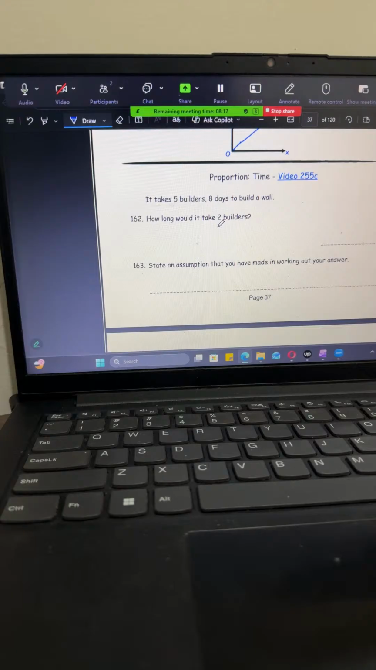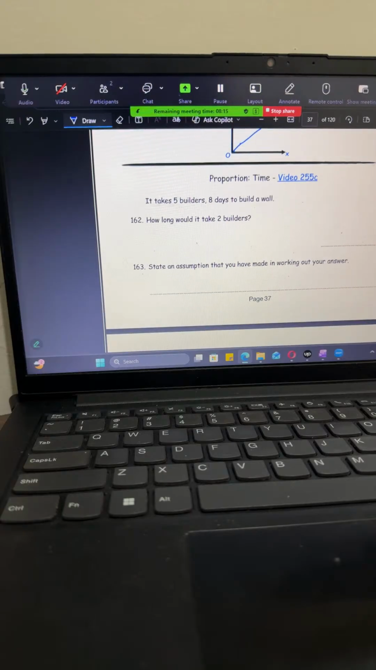Let's do this last question now. It takes 5 builders 8 days to build a wall. How long would it take 2 builders? Okay. So 5 builders are taking 8 days, right? So write down the ratio. You can do it. So 5 to 8. Well done. And then 2 builders, 2 to x.